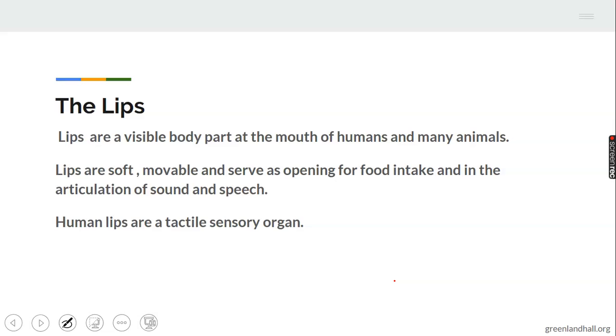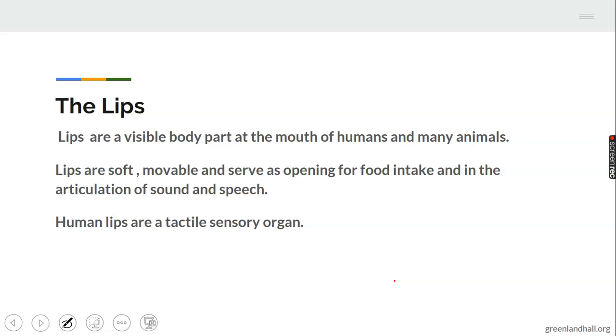The lips, touch your lips. How many lips do you have? We have two. One on the upper and one on the lower. Now, the lips are a visible body part at the mouth of humans and many animals. A lot of animals too have lips.